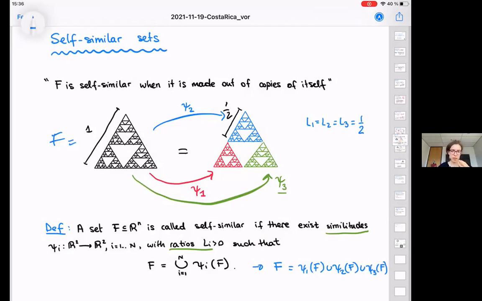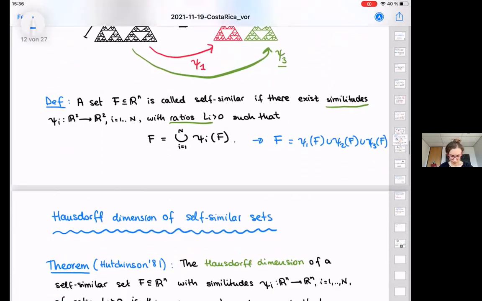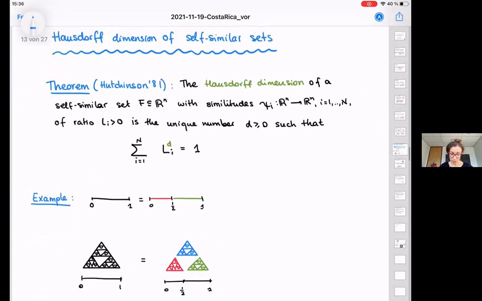So now for this type of sets, Hutchinson in '81, so we are moving forward in time, he figured out that if you want to compute the Hausdorff dimension, the only thing you have to do is solve this equation here. You take all these contraction ratios, raise them to the power d, you don't know the d, and now you solve for d. Yeah, so we're going to try to do this.